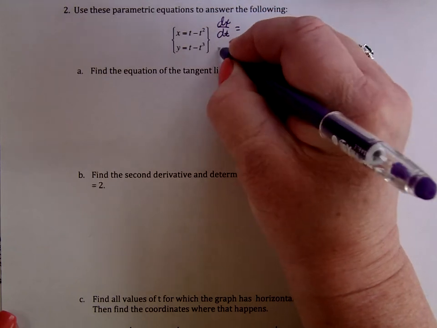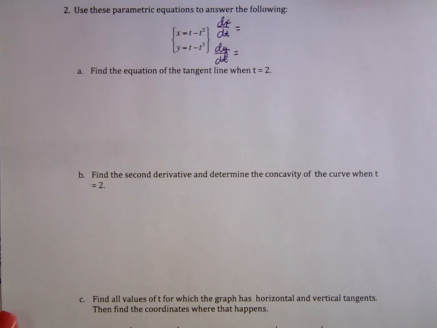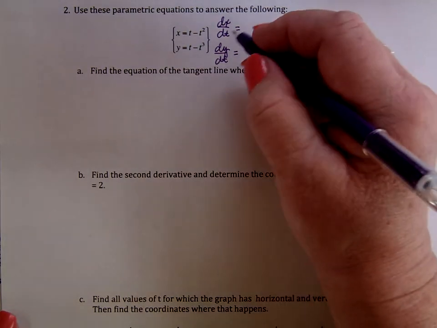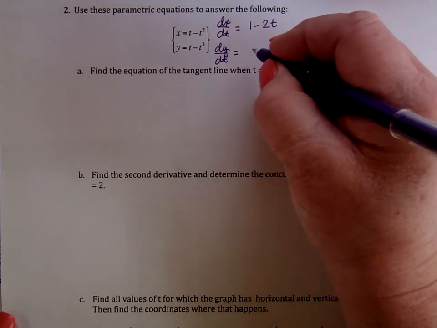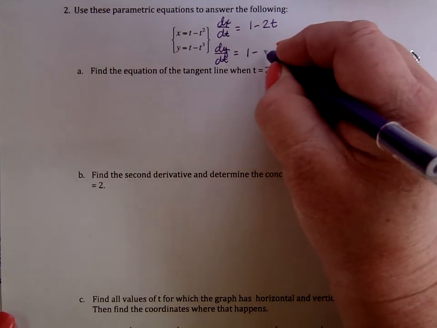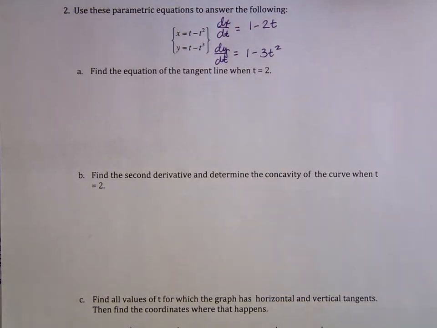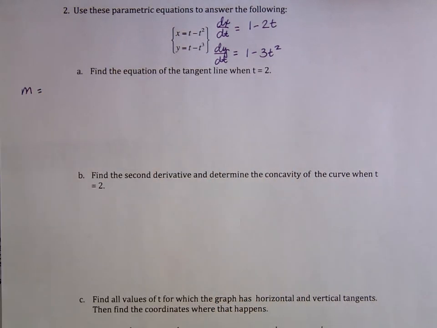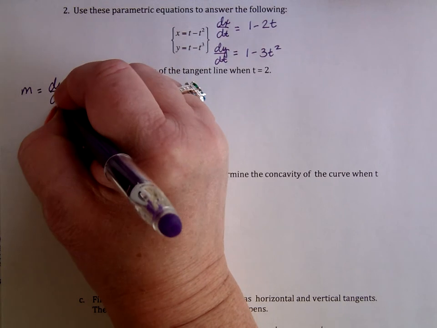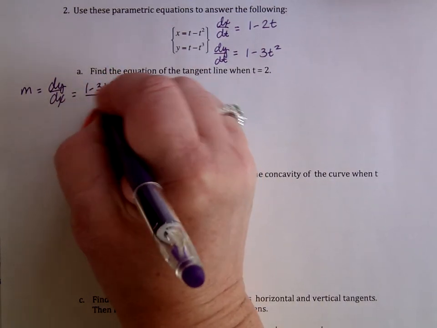dx over dt, dy over dt, so that I can use those to set up what my dy over dx is. All right, the derivative is 1 minus 2t for the x. The derivative of y is 1 minus 3t squared. Now if I put that together to figure out dy over dx, so that I can work on the slope for this thing, my slope is equal to dy over dx, which we know then is 1 minus 3t squared over 1 minus 2t.